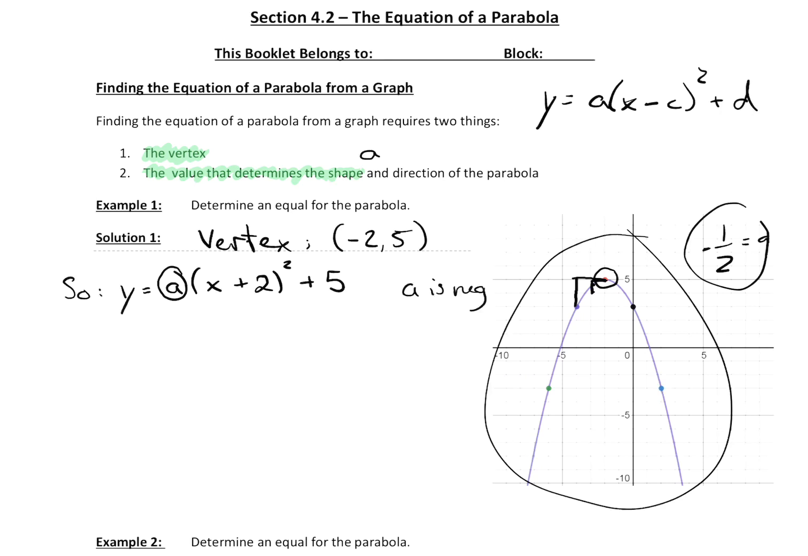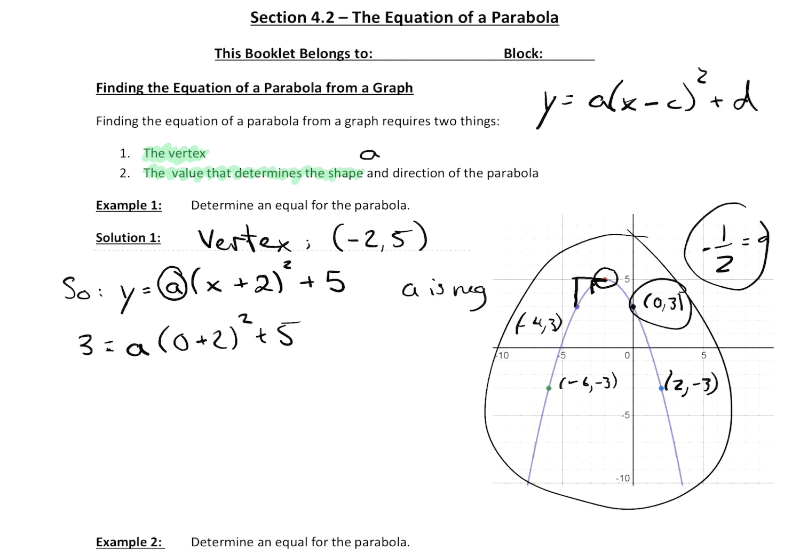And to do that, you plug in any other point you have on the graph, and here we're given a few points. We're given 0, 3, we're given -4, 3, we're given -6, -3, and 2, -3. You can use any of those, and what you do is you plug them in for the x and the y in the equation. I'm going to use this one just because I like using equations with 0 in them. So in this case, y is 3. A is what I'm trying to find. X is 0 plus 5. And let's solve this through.